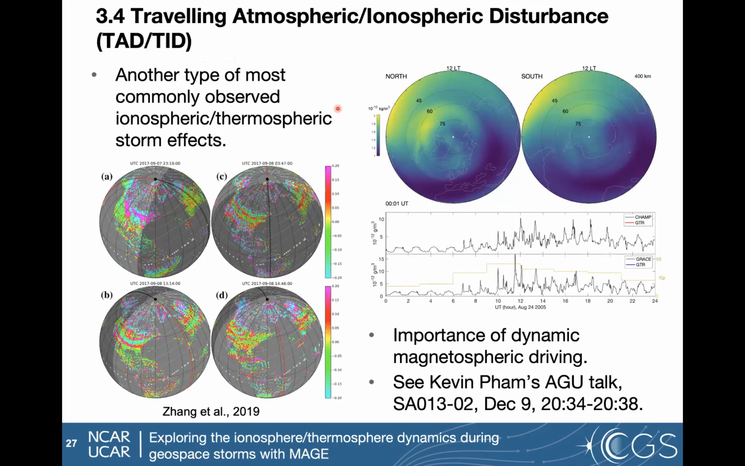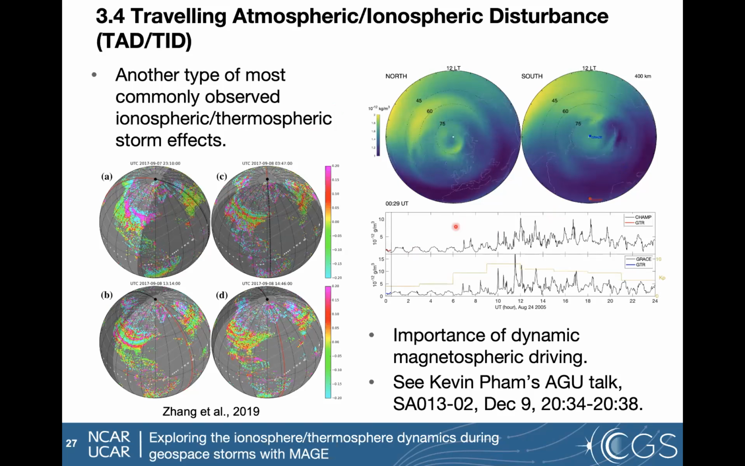TADs and TIDs are just another type of the most commonly observed thermospheric storm effects. Here I'm giving one example of a TID observation where you can see those ripples coming out from the aurora region and propagating to the low latitude. On the right-hand side, this is a movie made by another CGS teammate, also my HAO colleague, Dr. Kevin Fine.